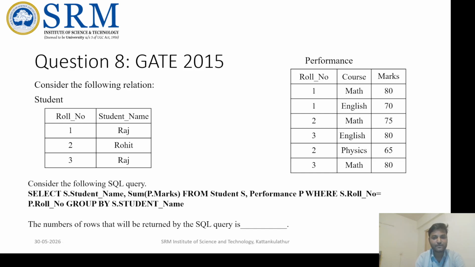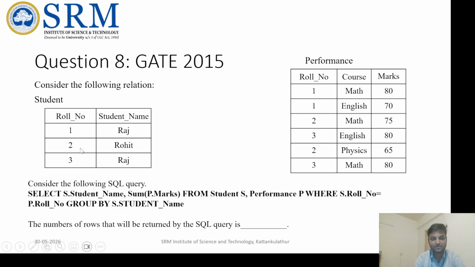Now, if we join them, because the join condition is s.roll_number equals p.roll_number, it is obvious that this is the common attribute, and we have to equalize them. Now for Raj, our roll number is 1, the subjects are mathematics and English, and for another Raj, our roll number is 3, the subjects are English and math. Maybe the subject names are the same, but they will be treated as the same because the names are the same, only one.